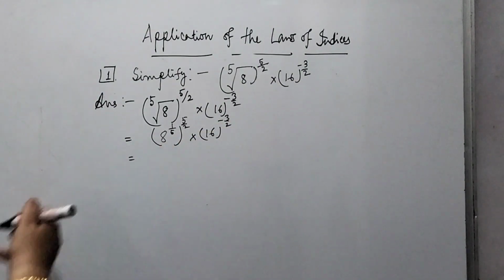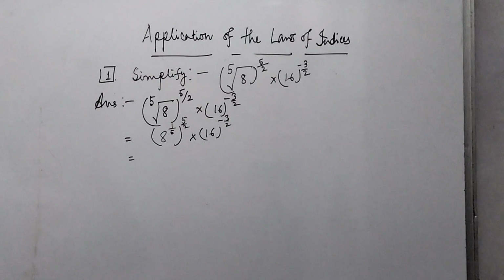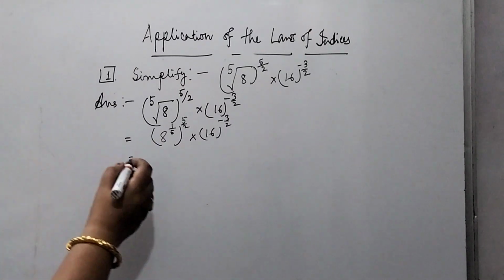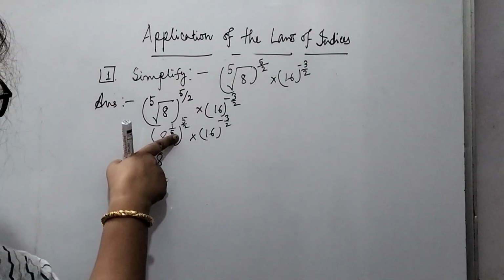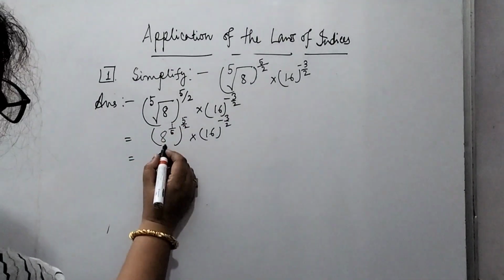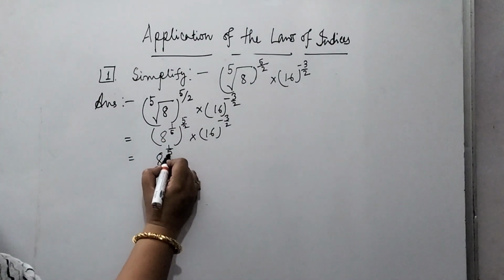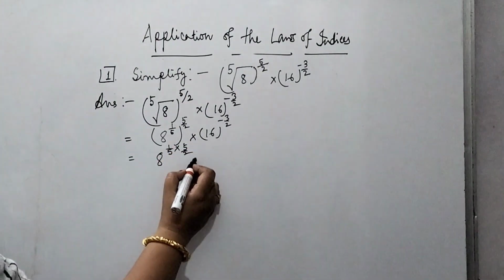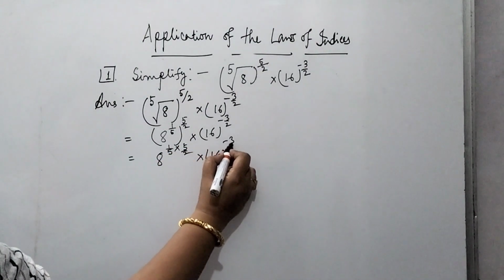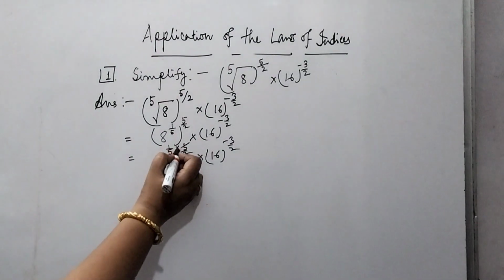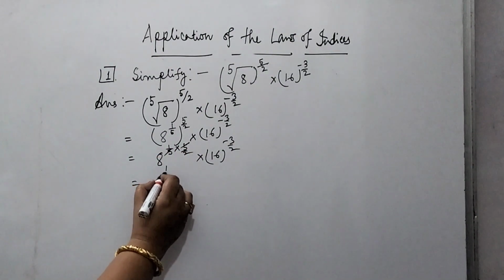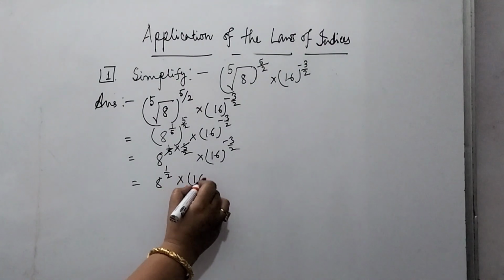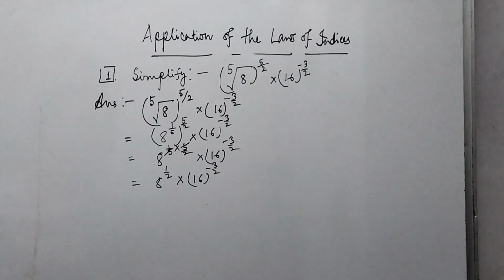Okay. Now, if you observe the first term, you can see here we can apply the law a to the power m whole to the power n equals a to the power mn, right? So, applying this law, we get 8 to the power 1 by 5 whole to the power 5 by 2. That is 8 to the power 1 by 5 into 5 by 2, right? Into 16 to the power minus 3 by 2 is written as it is. Now, these 5s are cancelled. So, 8 to the power half into 16 to the power minus 3 by 2. Okay. Till now we have got this expression.